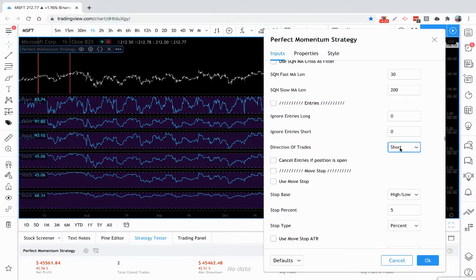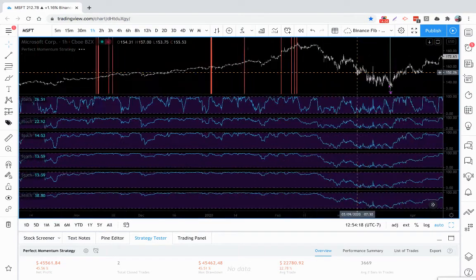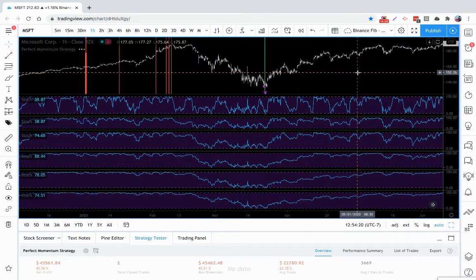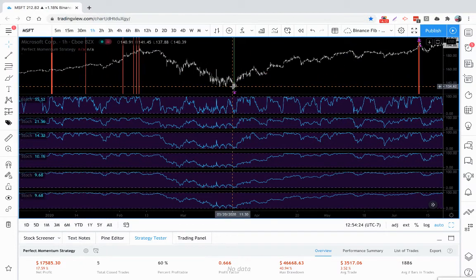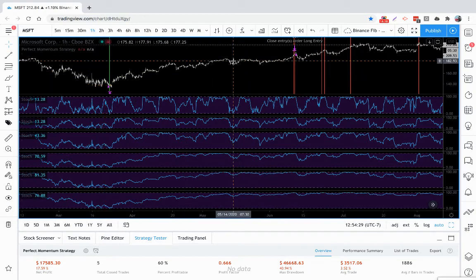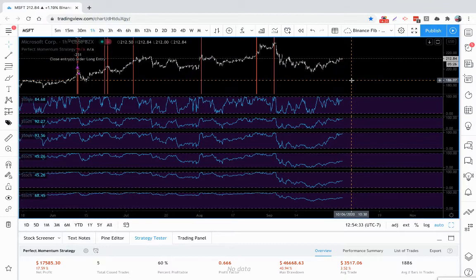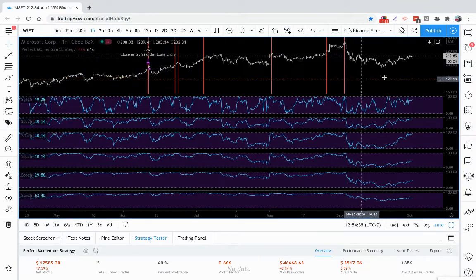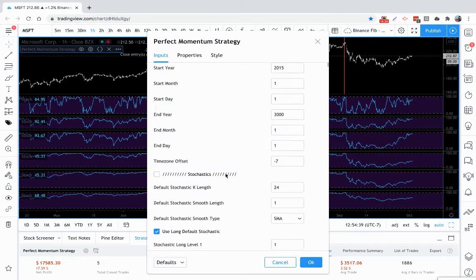You can also do a both system if you want to take longs and shorts at the same time. So we'll see that pop up on the screen. So now we're taking a long here, closing the long here, entering a short here, and we'd actually be waiting for our next long entry to close the short. So that's how you can use stochastics.